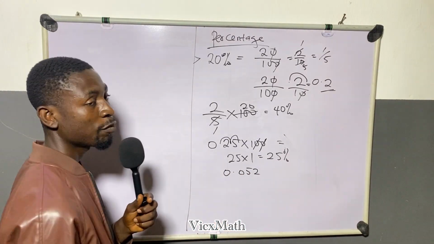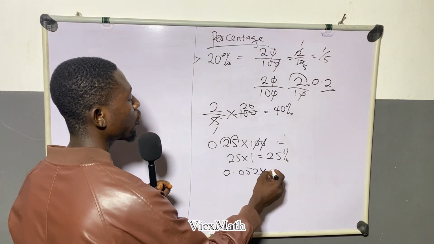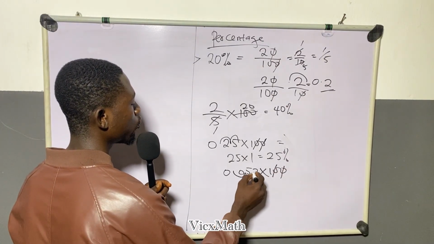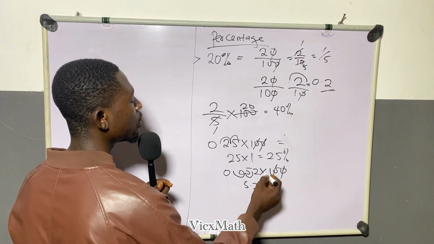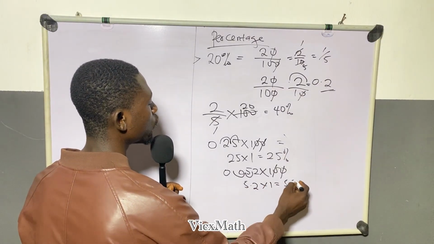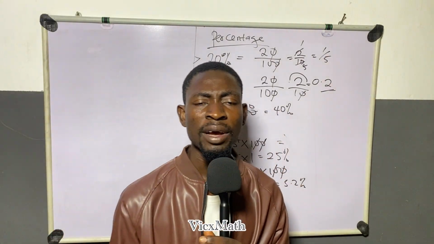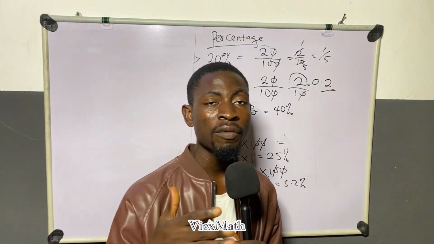Even when they gave you something like 0.052 and they say you should express as percentage, this is times what? 100. You move 2 places. So here we have 5.2. Now 5.2 times 1 will give us 5.2%. You see how simple it is. So now we'll be looking at more questions. Let's find more questions and solve them on percentage.